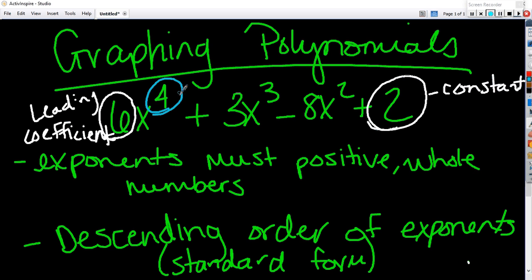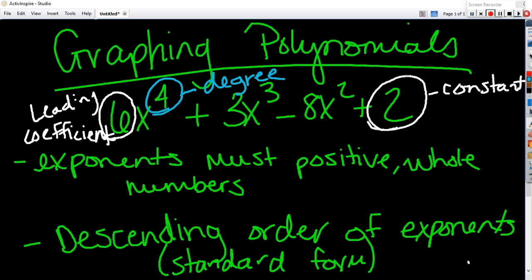Do you know what this exponent's called? The biggest exponent? Your largest exponent, yes. It's actually called the degree of the polynomial. Okay. The degree. So the degree is pretty important because we classify polynomials by their degree. We give them a name.